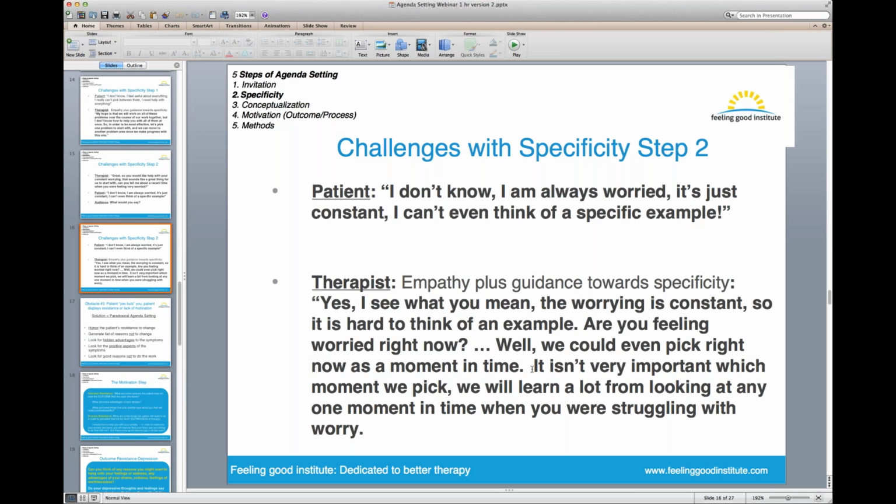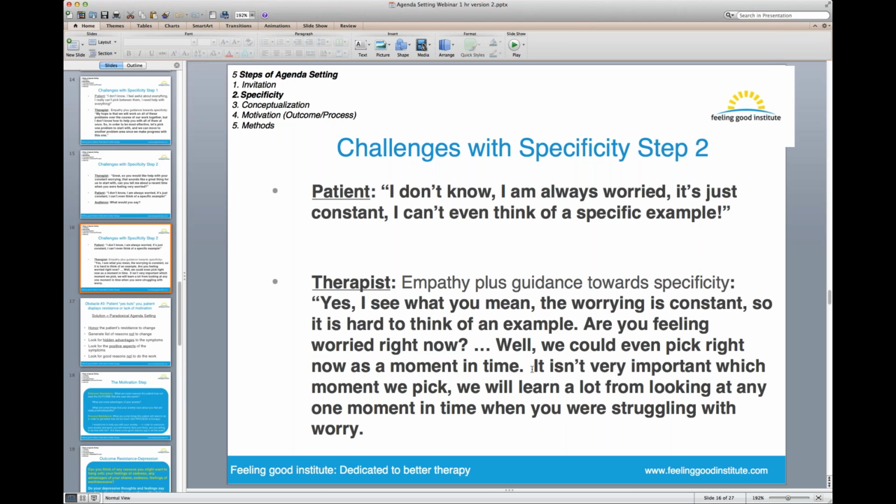It isn't really that important which moment we choose, because we're going to learn a lot from looking at any one moment in time when you are struggling with worry. And that's the point I'm trying to drive home to my patient. We don't need to obsess about whether we should pick this problem or that problem, or whether we should pick yesterday or the day before.